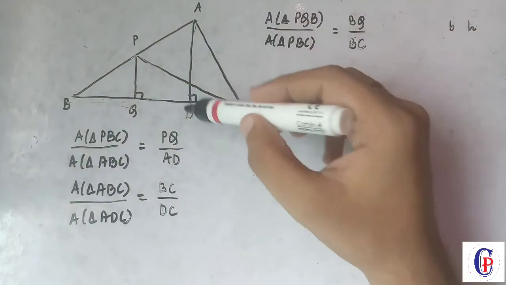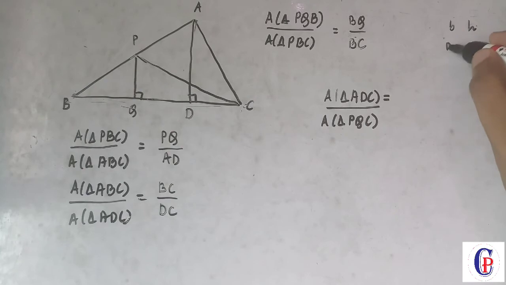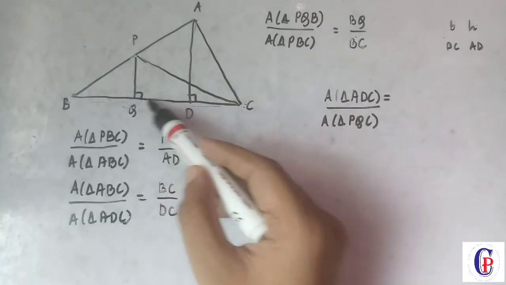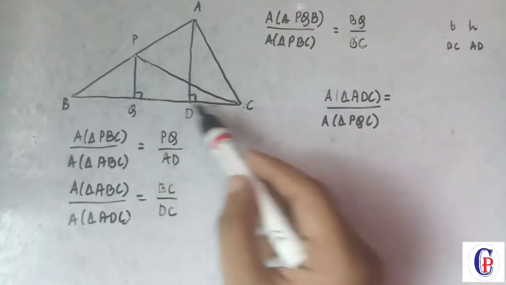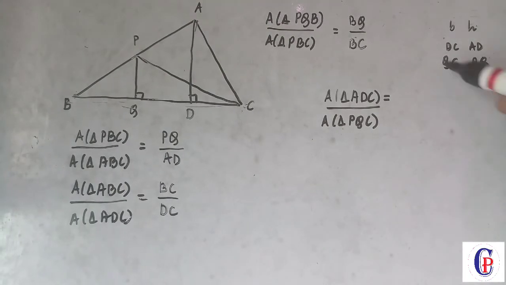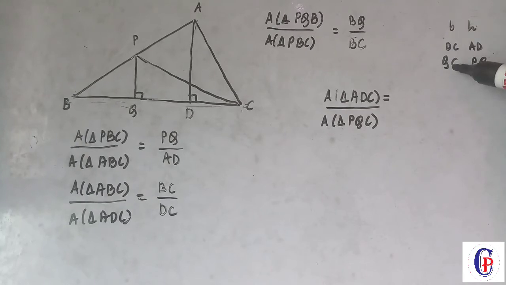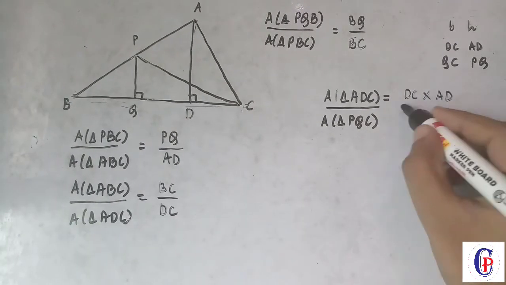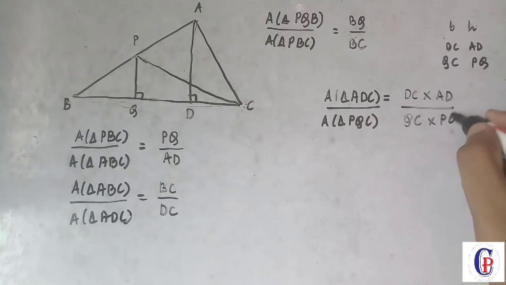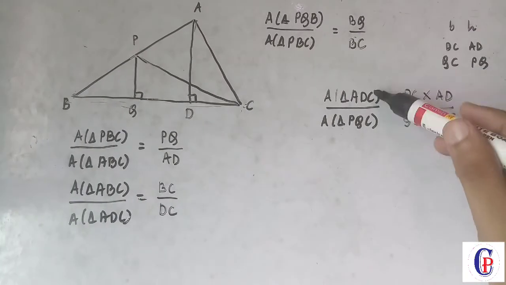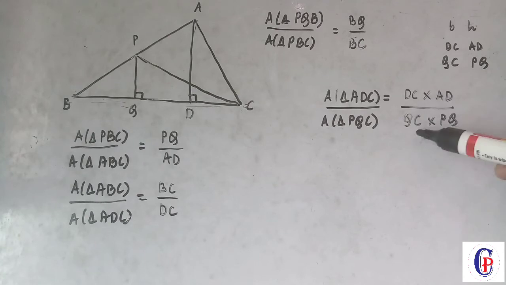Area of triangle ADC. So for ADC, we know that the base is DC and the height is AD. PQC, we have this triangle now, PQC. So for PQC, QC is the base and PQ is the height. Now if you observe here, there is nothing common. Neither the base is the same, nor the height is the same. So we know that when the base and height both are not the same, the answer will be equal to their multiplication. Okay, we have done this in the first question. So when the bases and heights are not the same, the ratio of the triangles is equal to the product of their base into height.